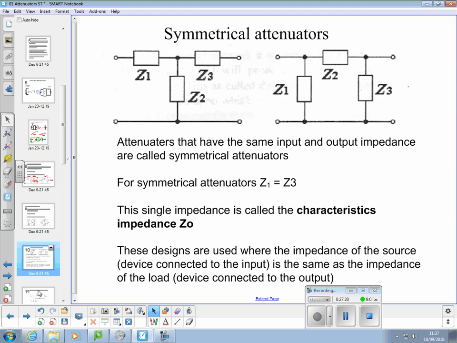There's a special name for that single impedance. It's called a characteristic impedance, Z0, of the symmetrical attenuator. This is used where the impedance of the source device connected to the input is the same as the impedance of the load, the device connected to the output. What you're going to be connecting to the output is a dummy resistor of a particular value, and what you're going to be connecting to the input is a signal generator that has selectable 50 ohm or 600 ohm output. Yep. So you'll be given that in the specification. You're all going to have different design specifications, and it'll specify whether you're doing a pi design or a T design and what your input and output impedance is. So you're going to build a symmetrical, unbalanced attenuator.